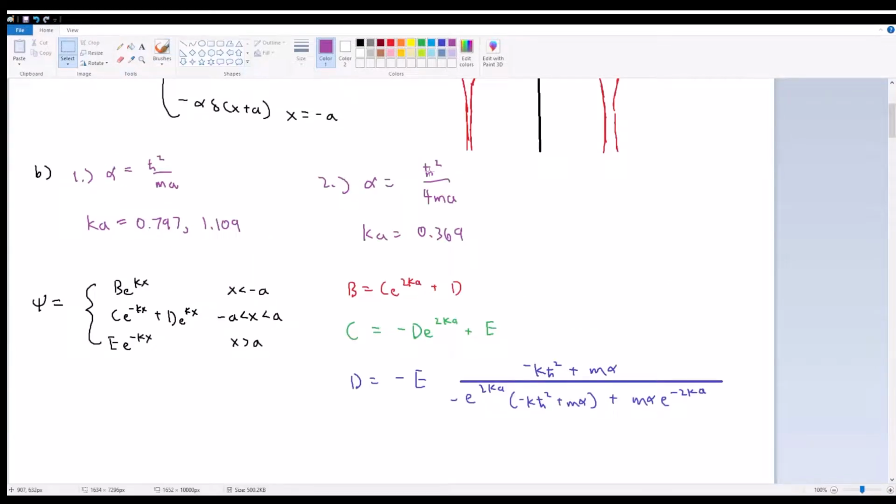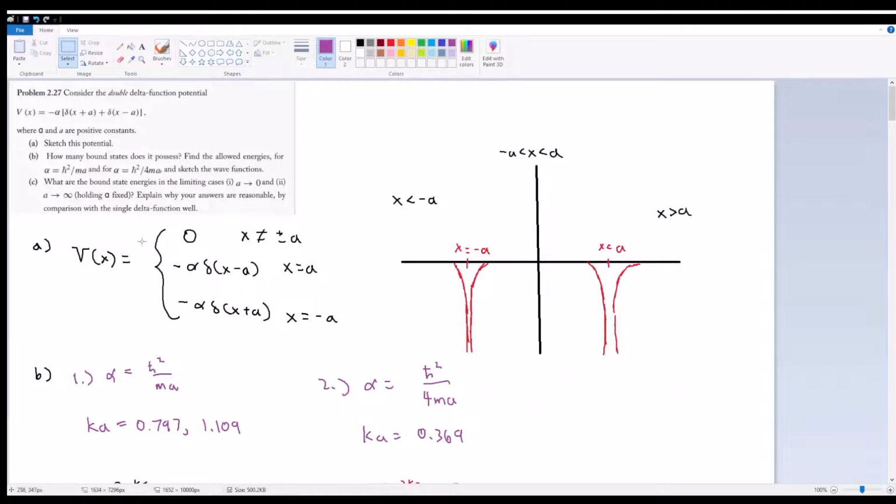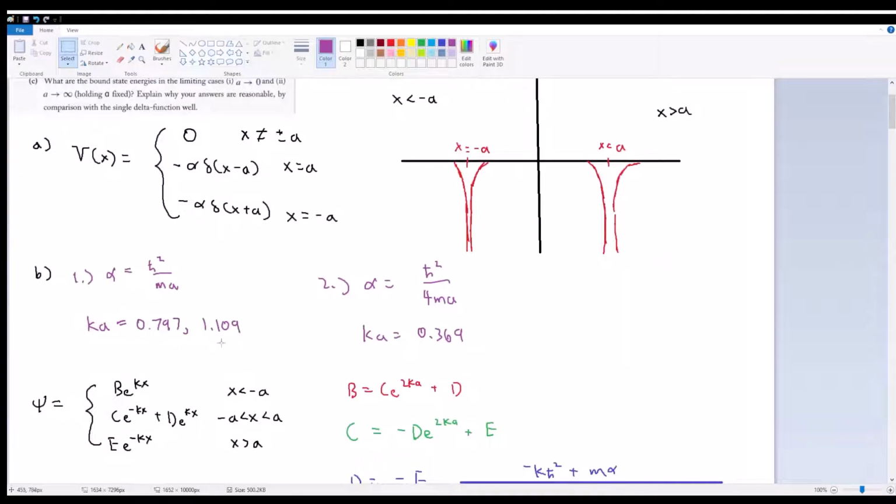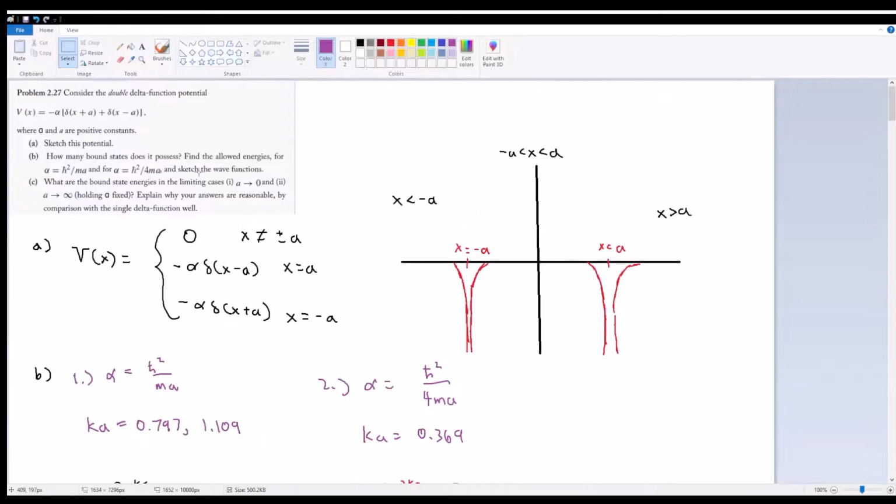Okay, so to recap, in part B, we want to find how many bound states each system possesses in the two hypotheticals of two different values of alpha. We have found the different values allowed for Ka, and therefore the different values allowed for energy. In case 1, we have 2 possible bound states. In case 2, we only have 1. The next thing we want to do is sketch the wave functions.